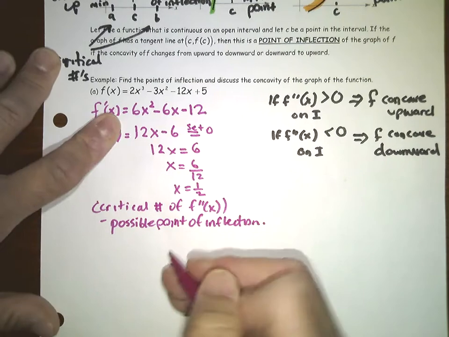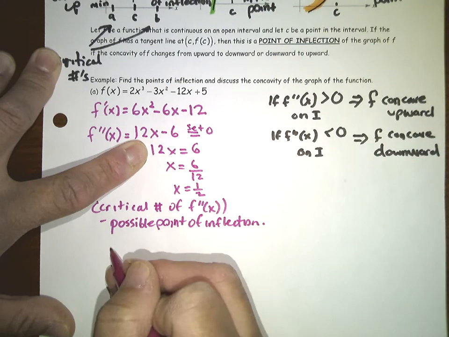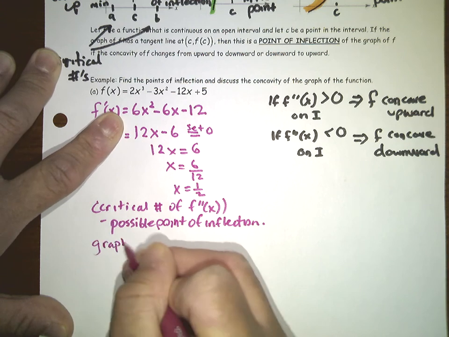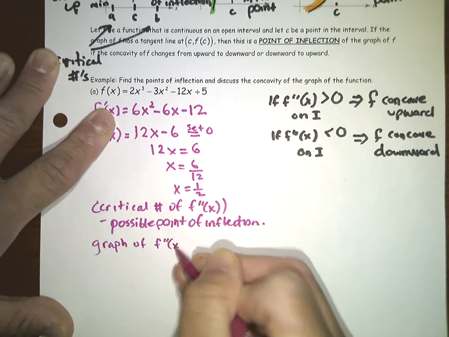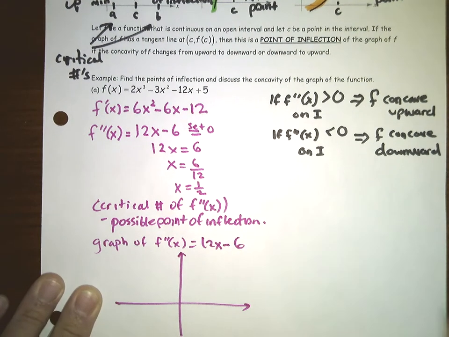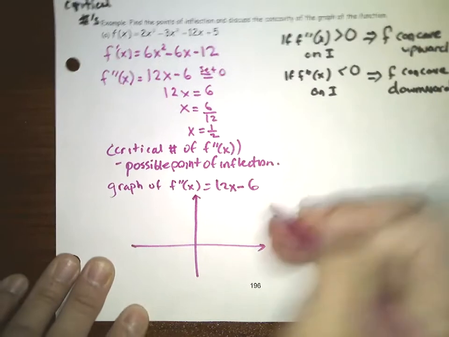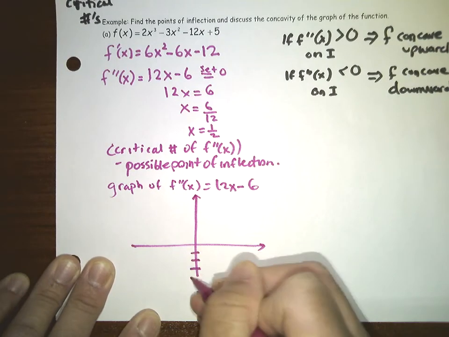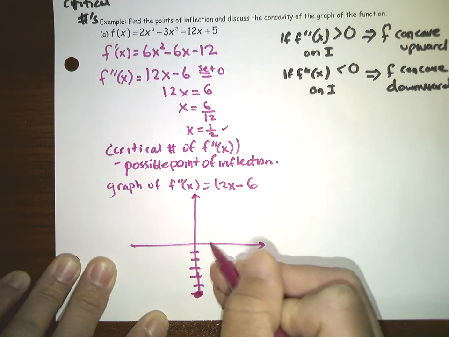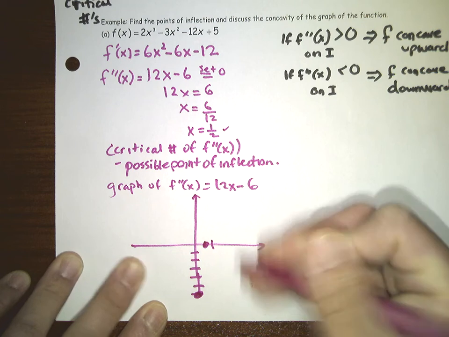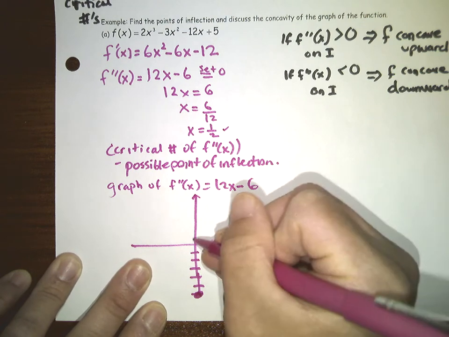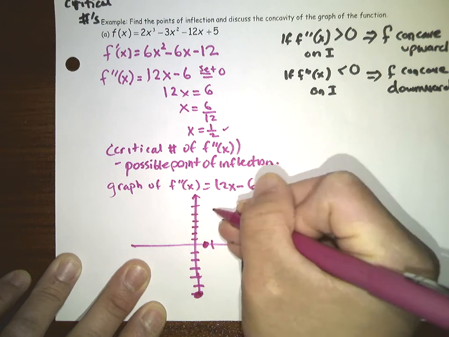All right, so now what I am going to do is look at the graph of f double prime of x, and I know that this was 12x minus 6, so it's a line with a y-intercept of -6, and it has an x-intercept of a half. And I also know that the slope was 12, so there's a point at (1, 12).